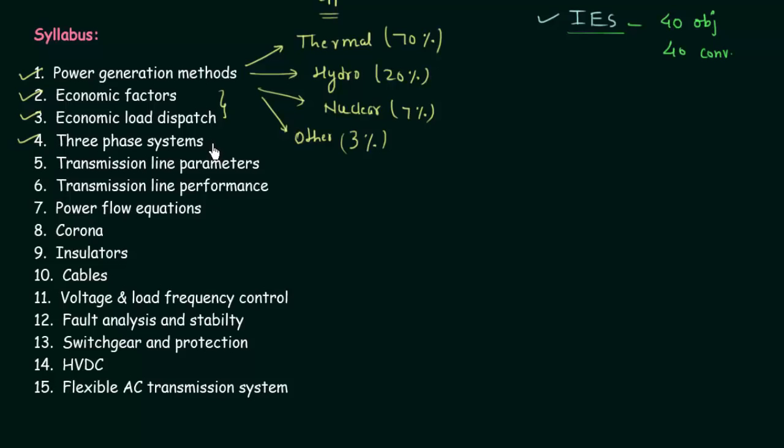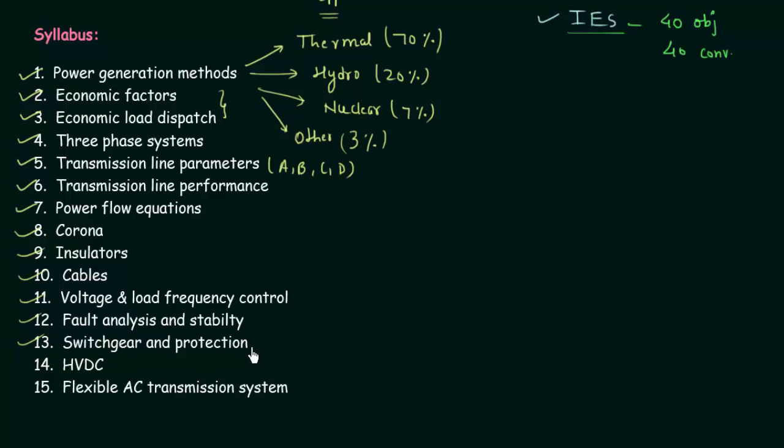Again, important topic. We will understand what are three-phase systems. After this, we will study transmission line parameters. ABCD parameters are transmission line parameters. Then we will understand the line performance, that is the transmission line performance, power flow equations, corona, insulators, cables, voltage and load frequency control. 12th one is fault analysis and stability.